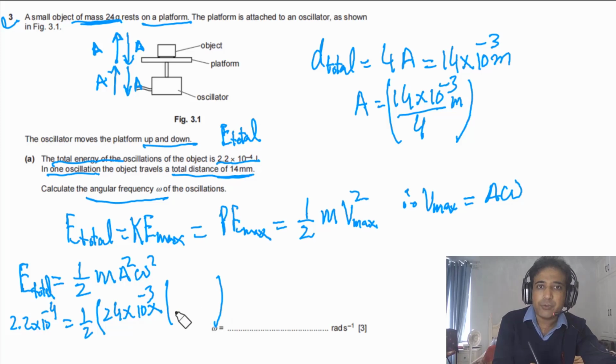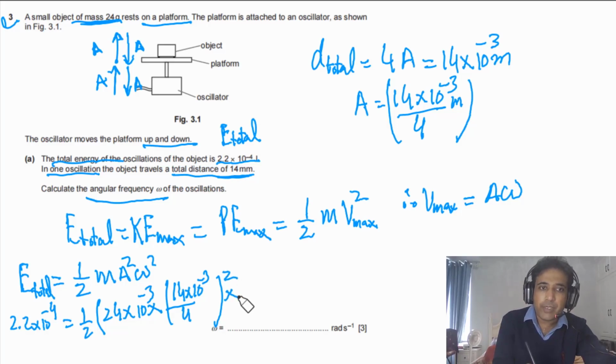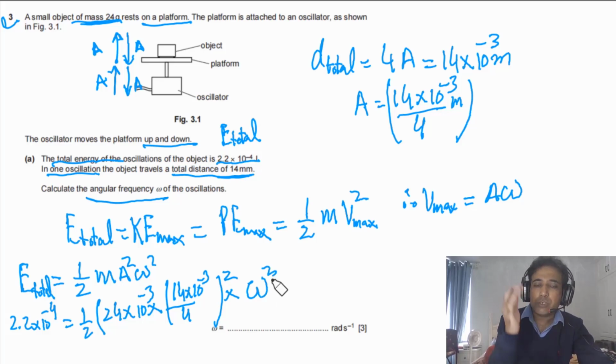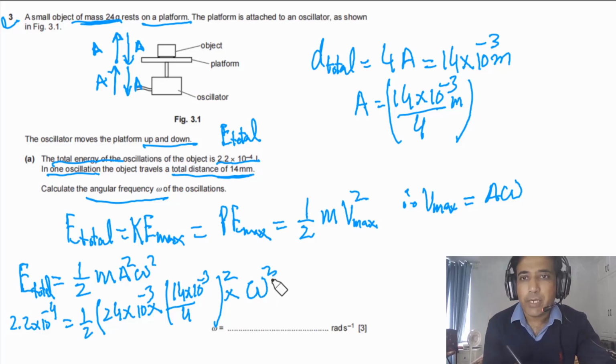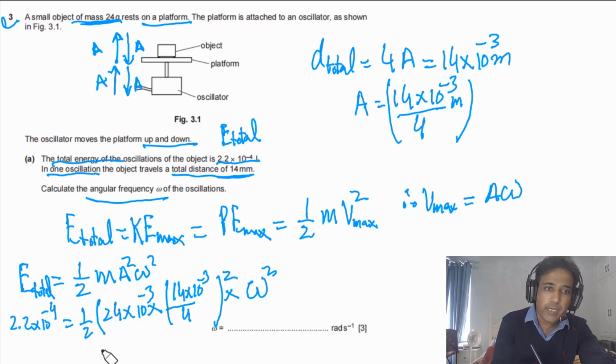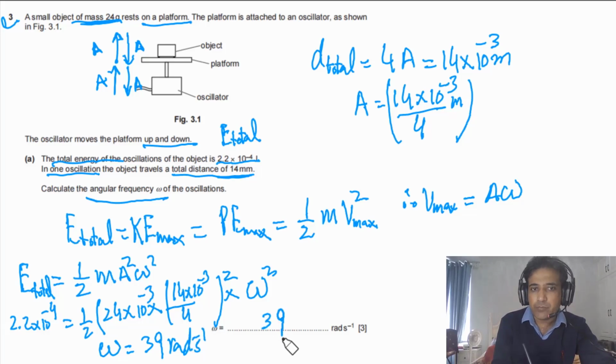And amplitude we have, that is 14 times 10 to minus 3 divided by 4, squared, and multiply by omega squared. So here we have omega squared. So we can solve for omega squared now, and we will get the value of omega. So omega in this case will be equal to 39 radians per second up to 2 SF. So this is the final answer.